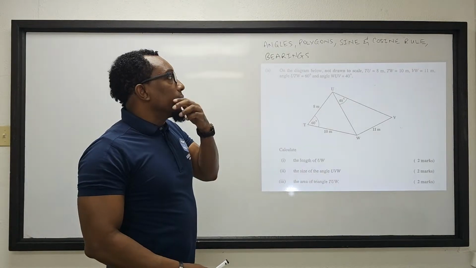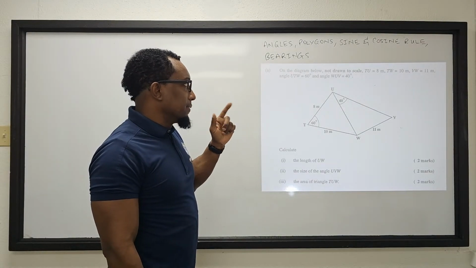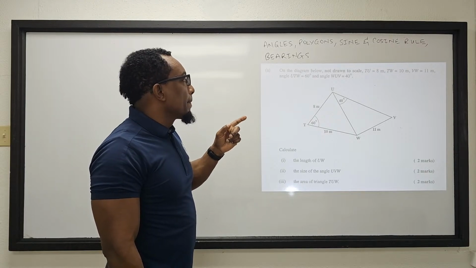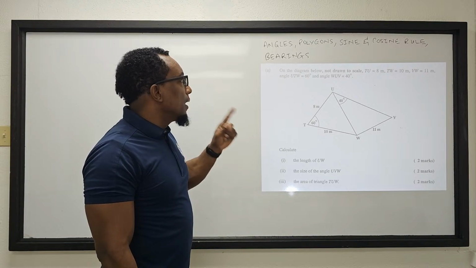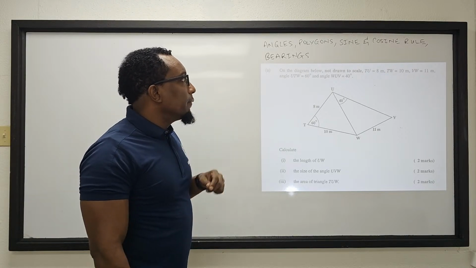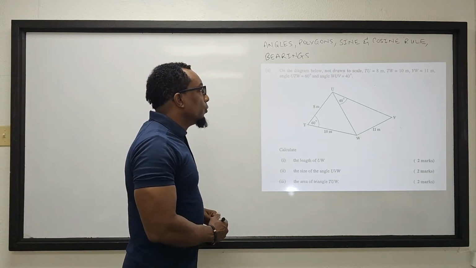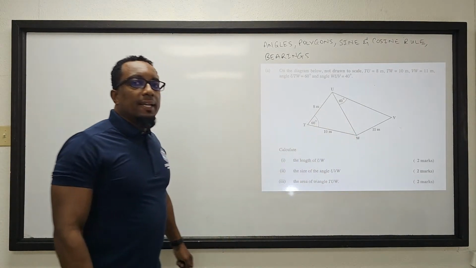On the diagram below, not drawn to scale, TU is 8 meters, TW is 10 meters, VW is 11 meters, angle UTW is 60 degrees, angle WUV is 40 degrees. They want us to calculate the length of UW. Where is UW? This is UW here. So they want us to find the length of UW.